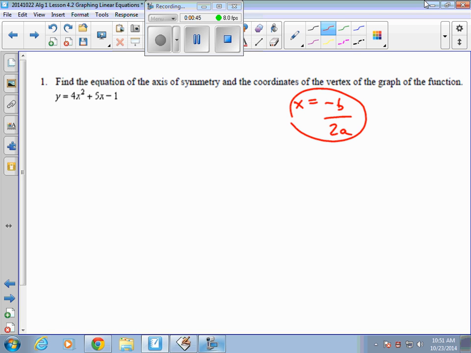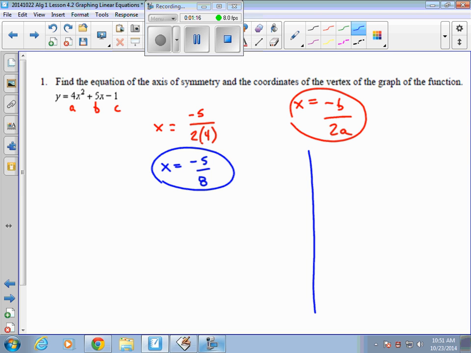This is still standard form, though. It's still AX squared plus BX plus C. So what you're going to do is use those values. It says negative B, so negative 5 over 2 times A. A's value is 4. So X is equal to negative 5 over 2 times 4. X is equal to negative 5 over 8. So there's your X value, and that is the equation of the axis of symmetry. So negative 5/8.